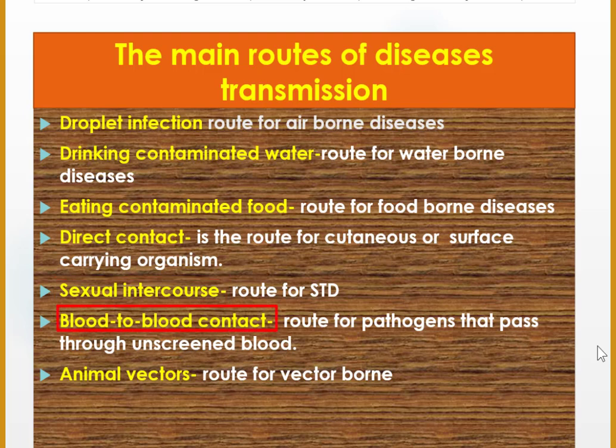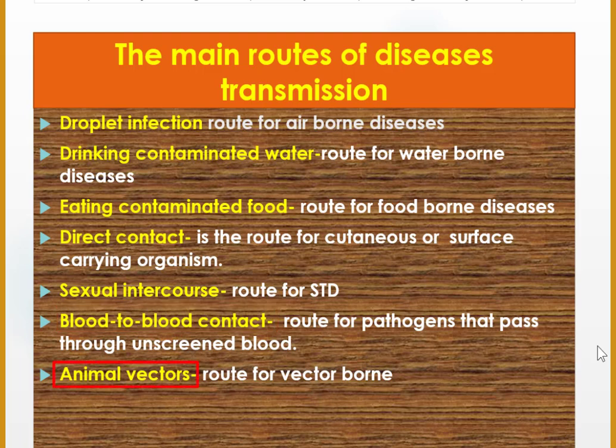The sixth one, blood-to-blood contact. This is the route in which pathogens pass from an infected person to a healthy person through unscreened blood. Pathogens of diseases that pass through this route are HIV/AIDS and hepatitis B.